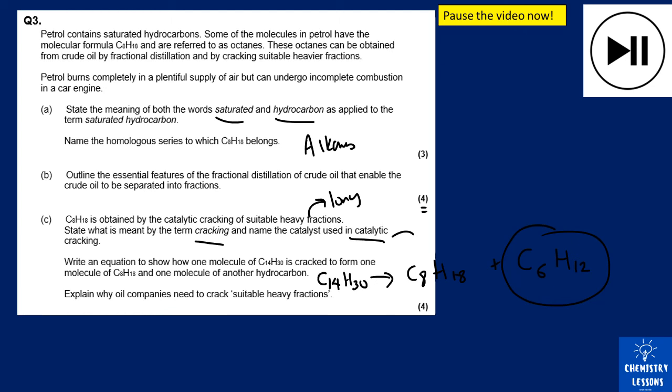And why do they crack suitable heavy fractions? Well, that's simply because the smaller chains are in more demand than the longer chains, and therefore there's more use, there's more chance of selling them. So it's more profitable. Shorter chains are more profitable.